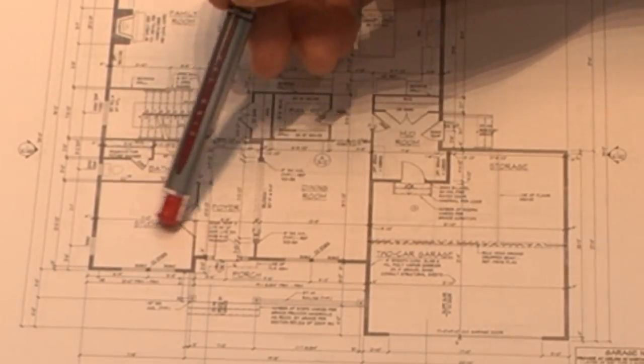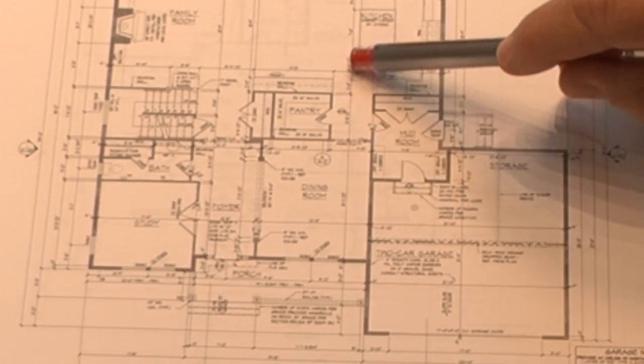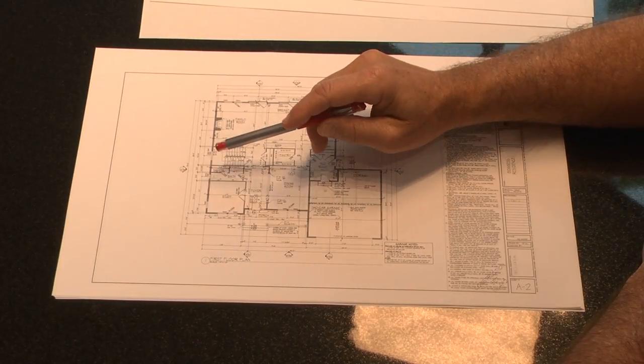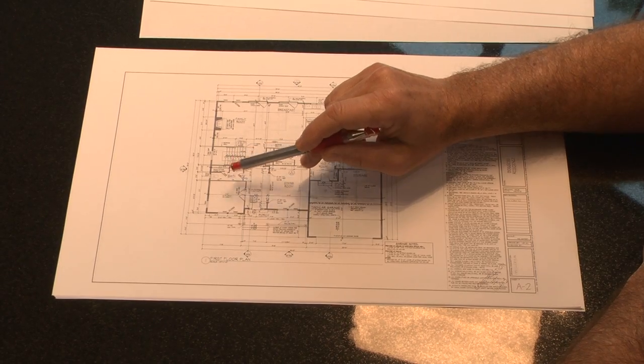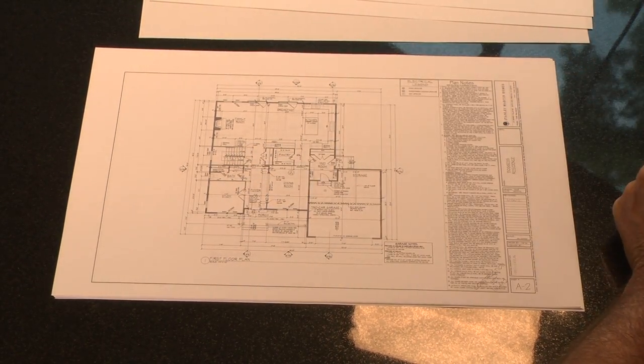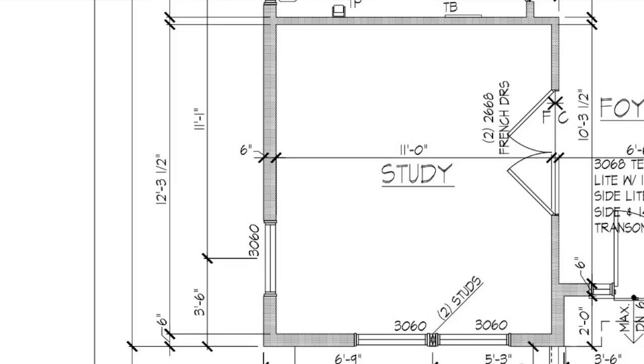So here's where you can find your dimension strings. You'll find them on the x-axis. You'll find them on the y-axis. One thing to note, some dimension strings are from the inside of wall to the inside of wall. So for instance, if you look at this dimension, it says 12, 3.5, and you look at where the dimension string is matching up to, it's matching up to the inside of the study wall common with the bathroom. It's matching up to the inside of the exterior wall.